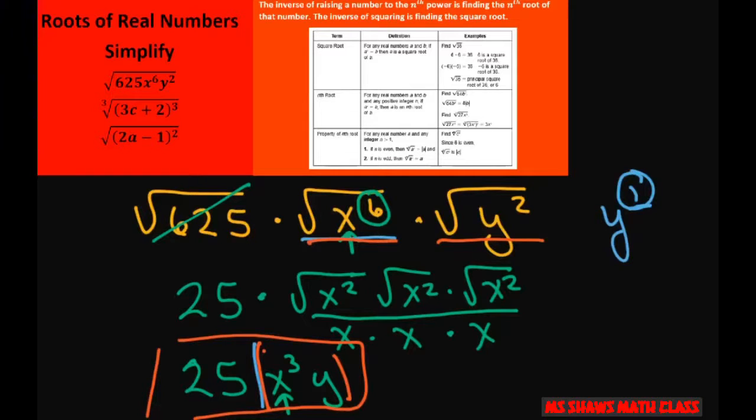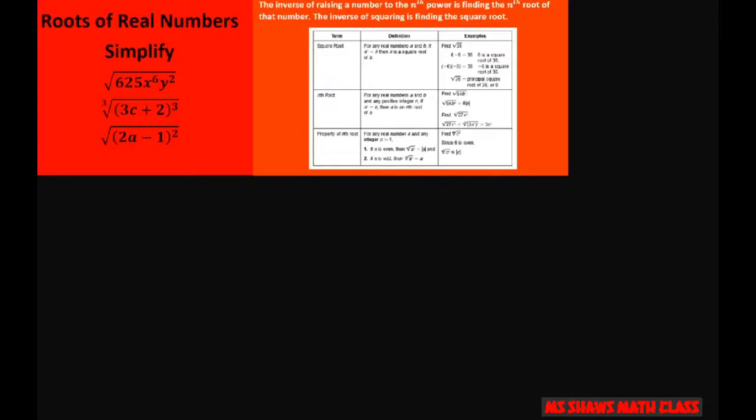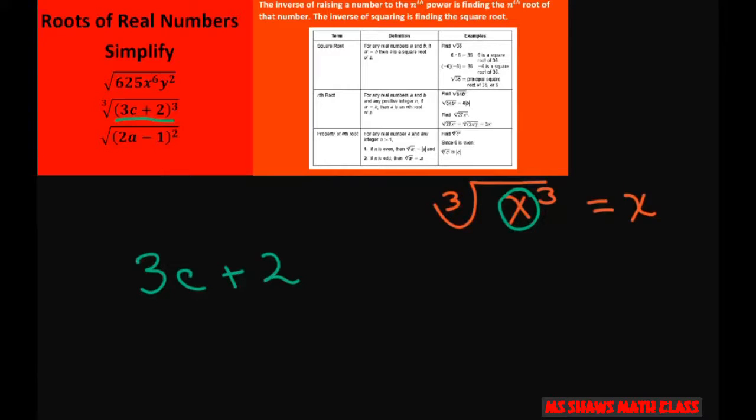The next two are fairly easy. We have the cube root. So if you have the cube root of x cubed, that just equals x. So our x happens to be 3c plus 2. So your final answer is just going to be 3c plus 2. We don't have to put absolute value signs on it because these were both odd. So we can have a negative inside an odd power and root.